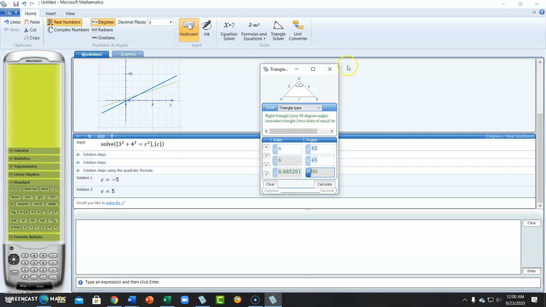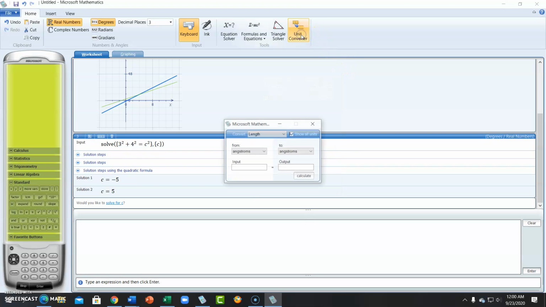Up next would be the unit converter. And so for our unit converter, we can do length, area, volume, pretty much any unit we can convert. I'm going to do area. I'm going to select square yards, and I want to know what this is in square feet. Let's say I have 20 square yards, I can calculate that, and I get an output of 180 square feet.